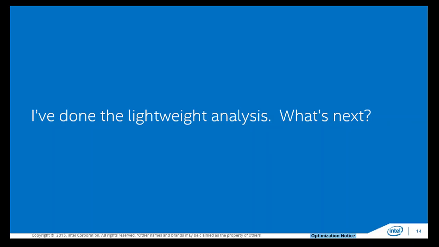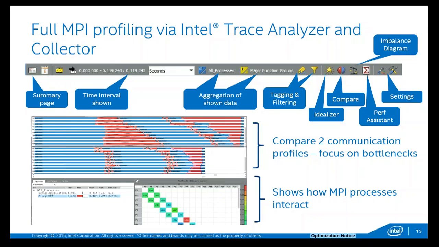So let's say your application is communication bound, then you would take a look at some of your MPI communication patterns and do analysis on those. Or if your application has a high OpenMP imbalance, you want to take a look at some of those regions and figure out how you can optimize them. That's done through a couple of other tools you can use, the first of which is the trace analyzer and collector.